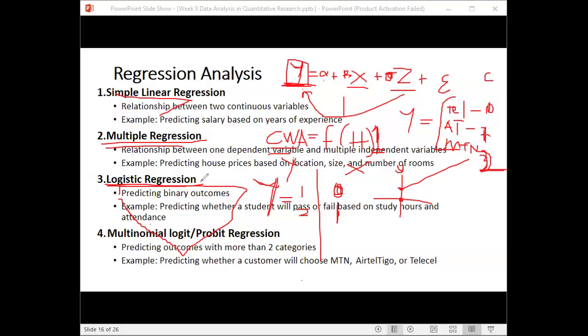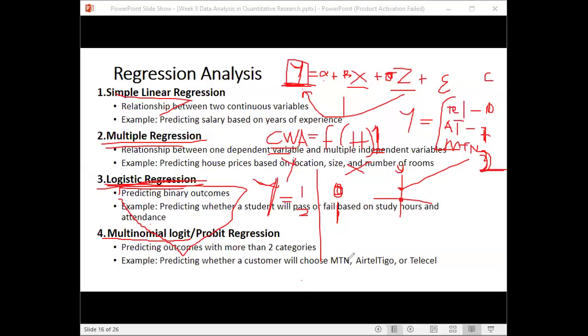And so I cannot use a logistic regression, which can only look at 2 outcomes. I need to go and look at multinomial, right? Multiple. So I use that multinomial logistic analysis or probability analysis, and that is what can be used. You get it.